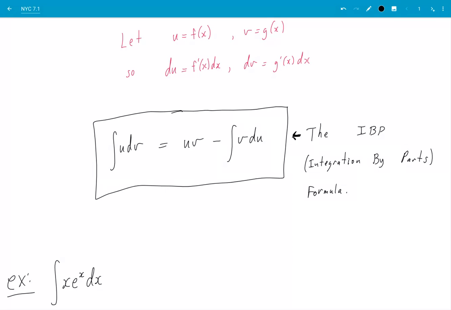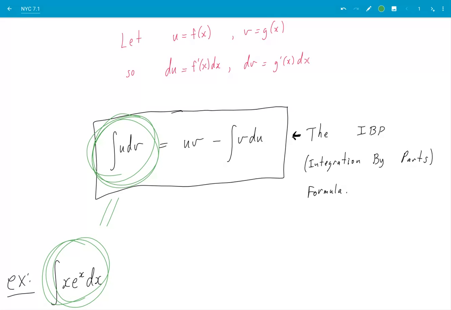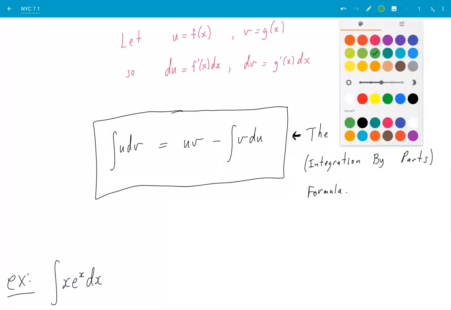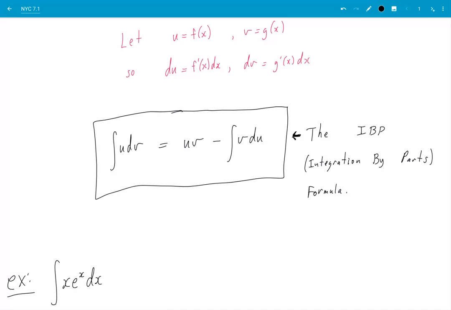So what do I need to do in order to use this formula here? Well, this guy here is my original integral. And what I'm going to do is replace my original integral with all this stuff here. And hopefully, this new integral that arises will be better than the original. And that's basically it. A lot of details to go through, but here we go.